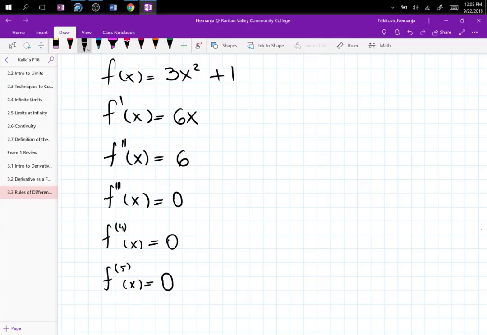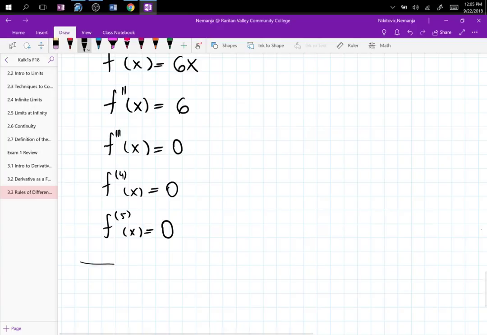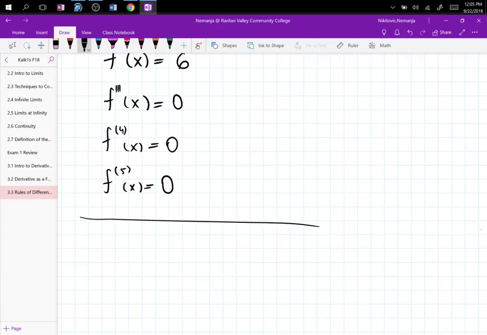Please don't draw any conclusions from this example in terms of, oh, as I take many derivatives, derivatives go to 0. That's not true. Only polynomials do that. Let me ask you, if I give you that f of x is equal to e to the x, and I ask you what is the 107th derivative of e to the x, it's still e to the x, right?